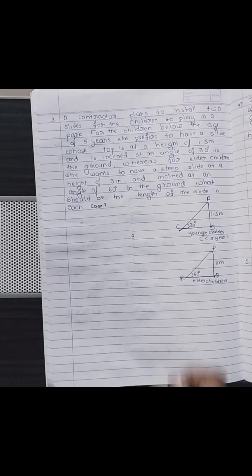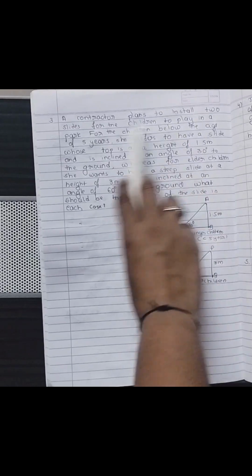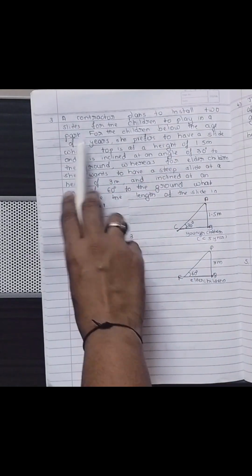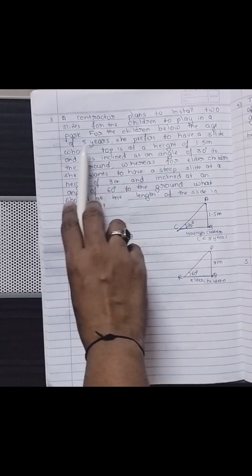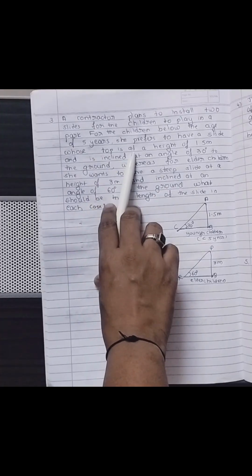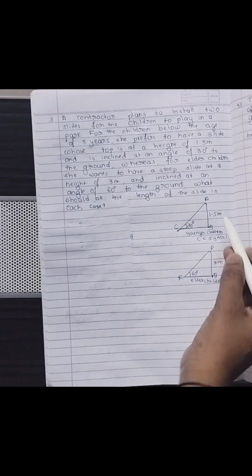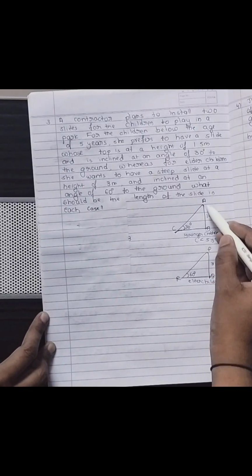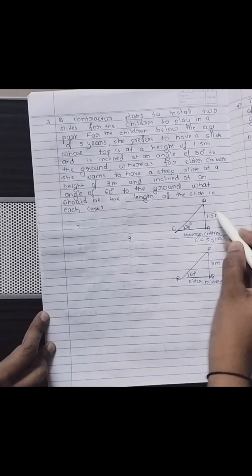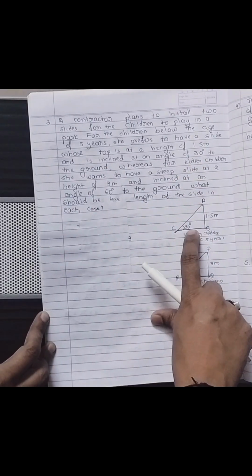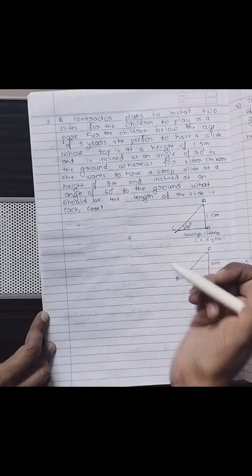The question says a contractor plans to install two slides for children to play in a park. For children below the age of 5 years, she prefers a slide whose top is at a height of 1.5 meters. You can see here, for younger children, the height required is 1.5 meters and it is inclined at an angle of 30 degrees to the ground.